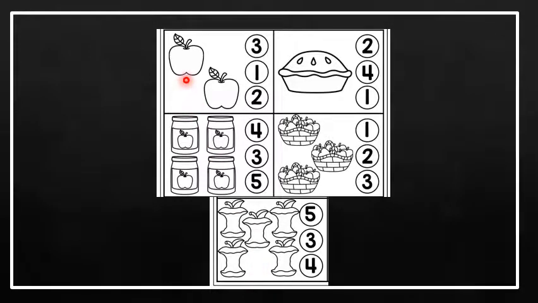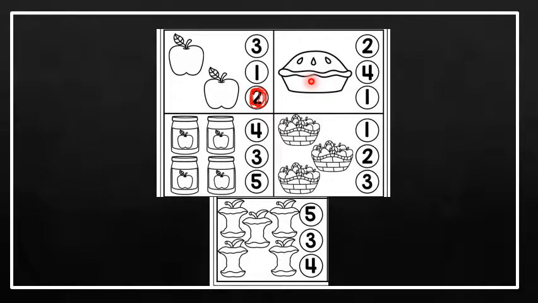Can you count these apples for me? If you got 1, 2, then you are correct. Can you find the number 2 for me? Is this the number 2? Or is this the number 2? You are correct. We have to shade in this number because this is the number 2. This is showing us that we have 2 apples.